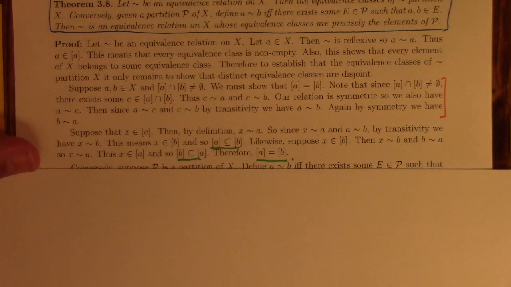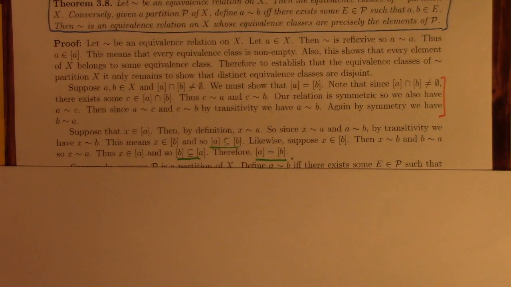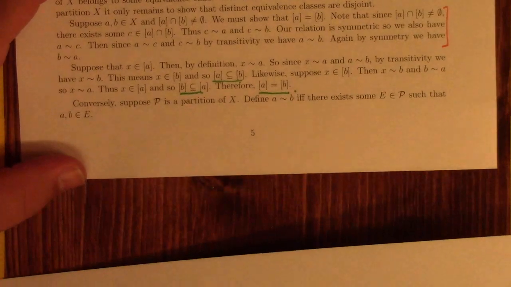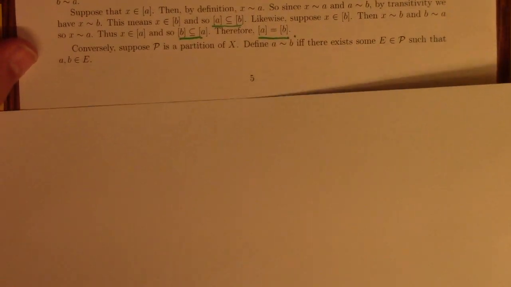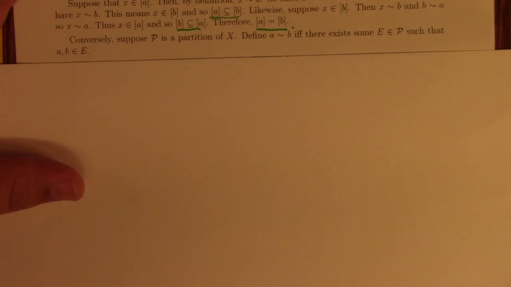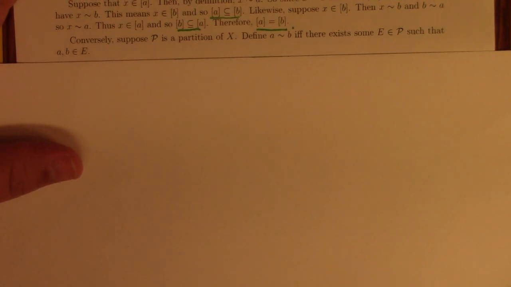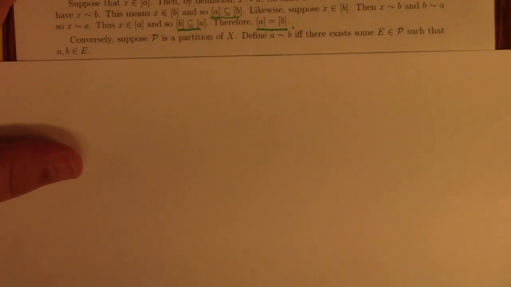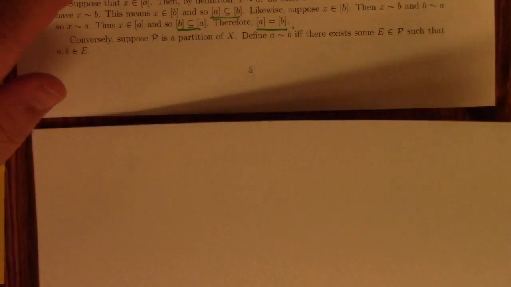All right, so at this point we have shown that given an equivalence relation, we get a partition because they're disjoint and they cover the set, and they're non-empty, right? So next order of business, the other way around. Suppose we've got a partition. Define a to be related to b if and only if there exists some set in the partition such that a and b are in that set. All right?